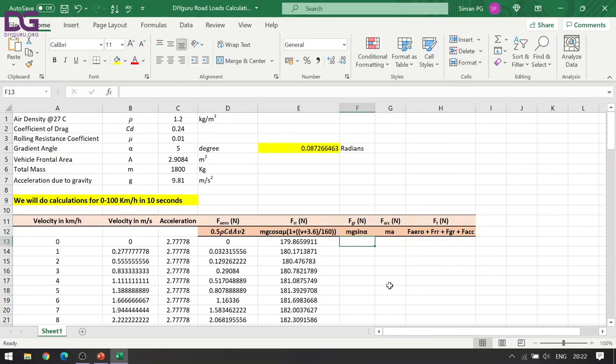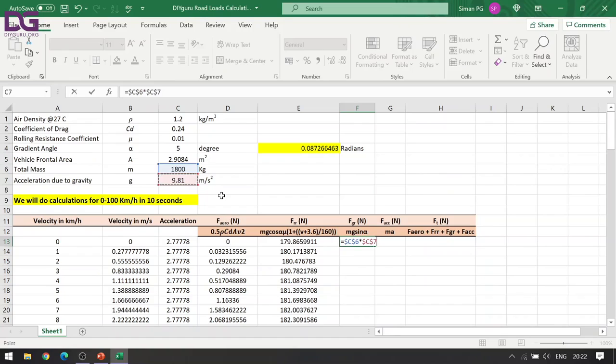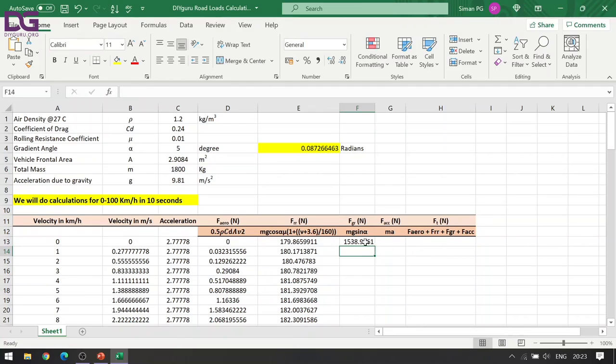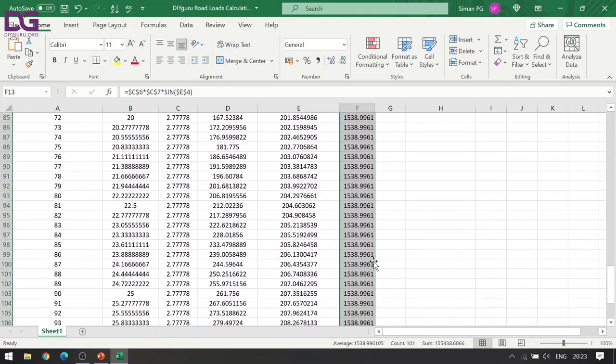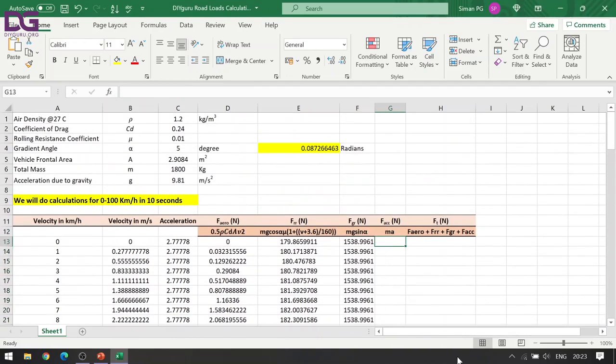Now we will calculate the gradient resistance force. This is again simple. We will select total mass, multiply by acceleration due to gravity, multiply by sine. Since I have already converted the degrees into radians, I don't have to do anything else. I'll just select this. The gradient is not changing, so the value will be the same. Also for the acceleration part, I'll select the total mass and multiply this by the acceleration. This should give me the values here.